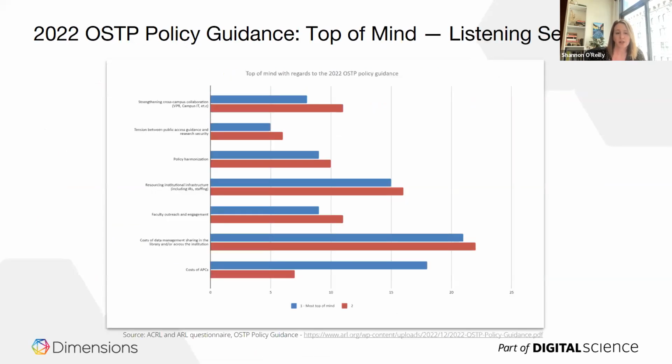I'll also mention, according to a brief questionnaire conducted by the Association of Research Libraries, ARL, that top of mind for the library community as we start thinking about open science and open research is the cost of data management sharing and resourcing institutional infrastructure, such as institutional repositories and staffing. So there's a lot to think about as we watch federal agencies publish their open access policies and the academic community prepares for a more open future.